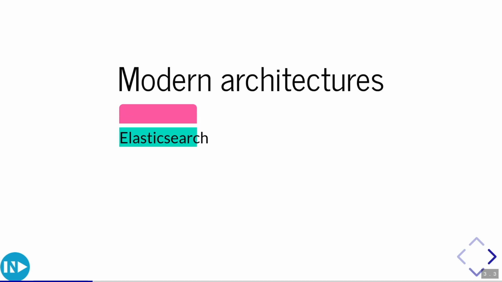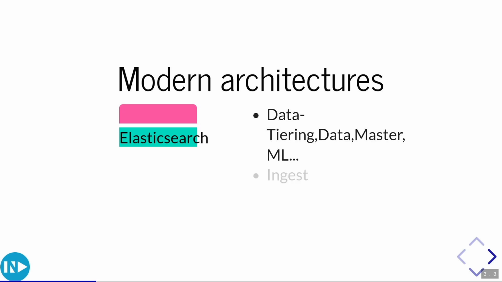Then there is Elasticsearch. It's the middle of the stack, the hub where you store your data. You can run it as a data tiering node, as a master node to handle all the other nodes in the cluster, or as a machine learning node to do all the AI-driven stuff, get forecasts, and automatically detect anomalies in your data. You ingest your data right into Elasticsearch.